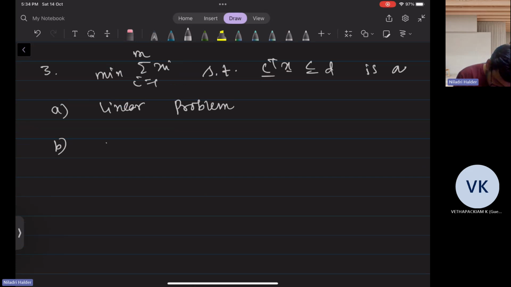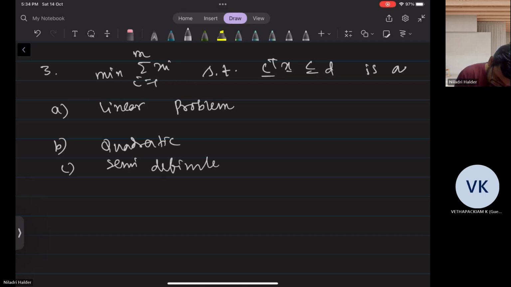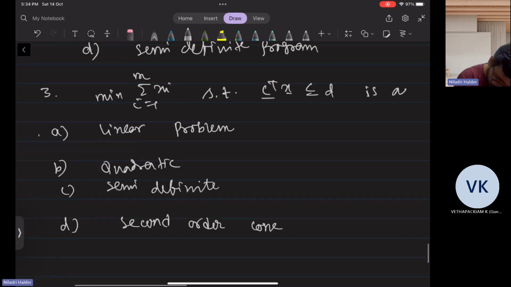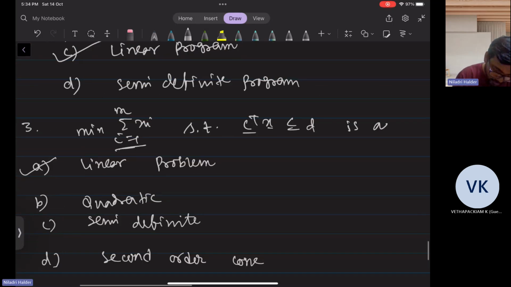Option B, quadratic. Option C, semi-definite. Option D, second order cone. So the answer is that it's a linear problem, because it has a linear equation and a linear objective function. That's why.